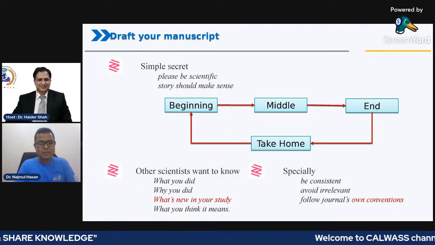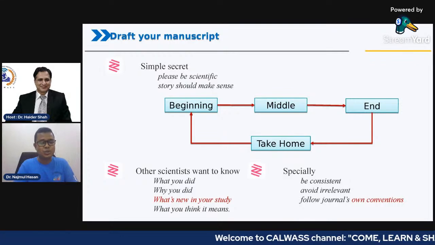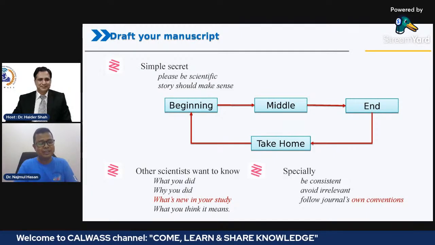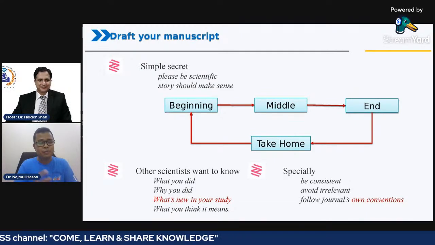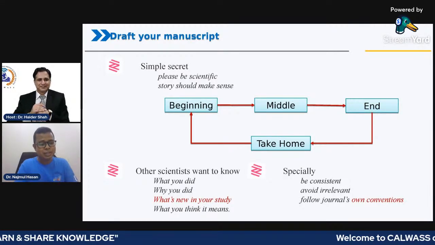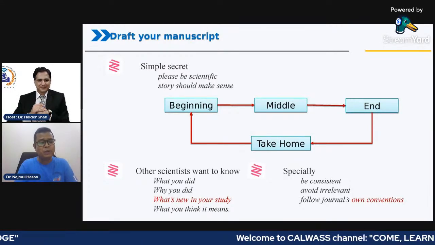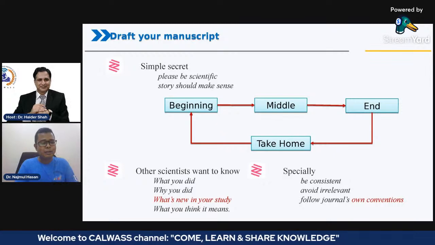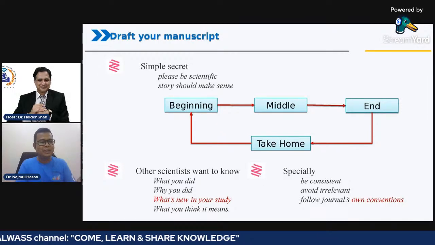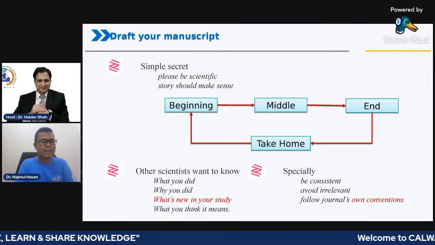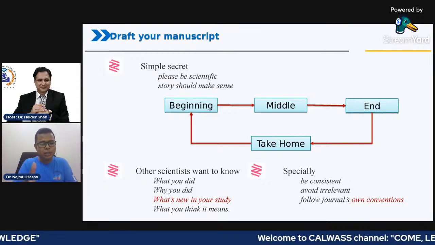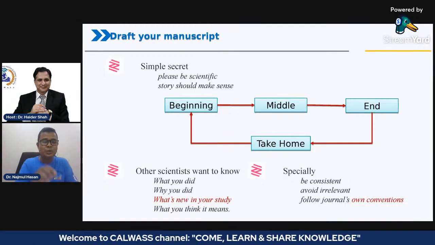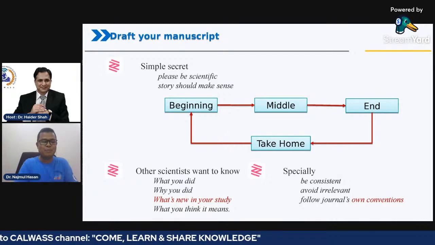Please be consistent. Actually, other scientists would want to know what you did and why you did it, and why your paper is important. The first question of the editor-in-chief, the reviewer, the associate editor or academic editor is: what's new in your paper, and why is your paper important? Because you have already reviewed lots of literature, maybe 150 papers, it means lots of papers are already published on your topic. So why is your paper important? You need to give this type of answer.